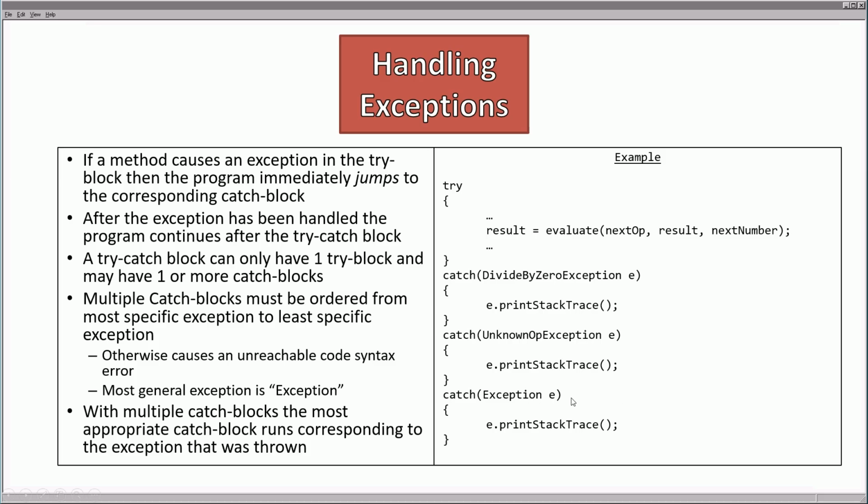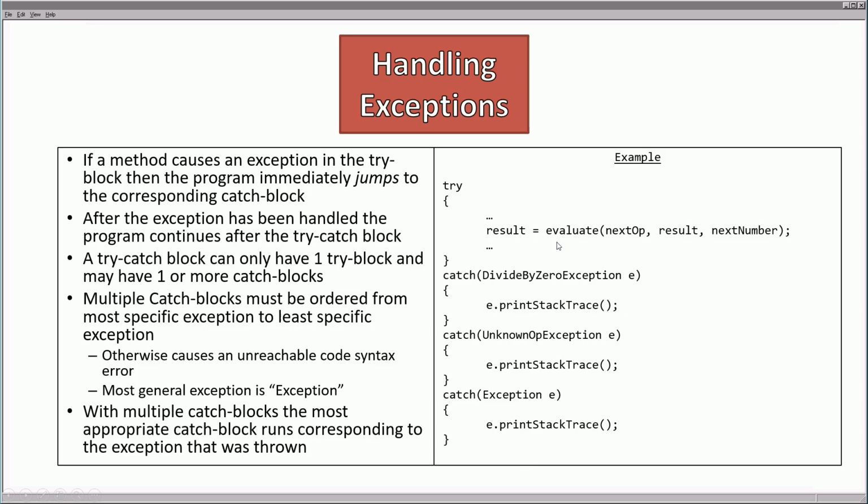This makes this a more specific version of that type of exception. If we were to put this catch block before these, then divide by zero, an unknown op, which we're going to assume also inherits from this type exception, would not be reachable. This can cause a syntax error. So then, if this method were to throw a divide by zero exception, it would jump to this catch block, handle it, and then jump outside of the try-catch blocks.